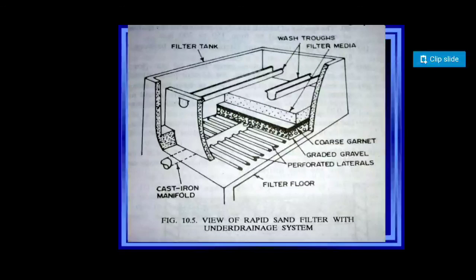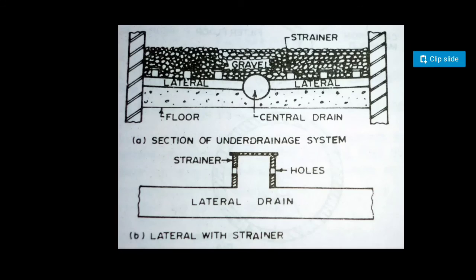When the water rises, whatever dirty material has stuck above the filter media will rise up to a height, and you can see that these wash troughs are connected to the outlet system. So the valve will be opened, the wash water will carry the sediments which had settled over the filter media, and those will be washed off. This is how it looks. You can also use a strainer.